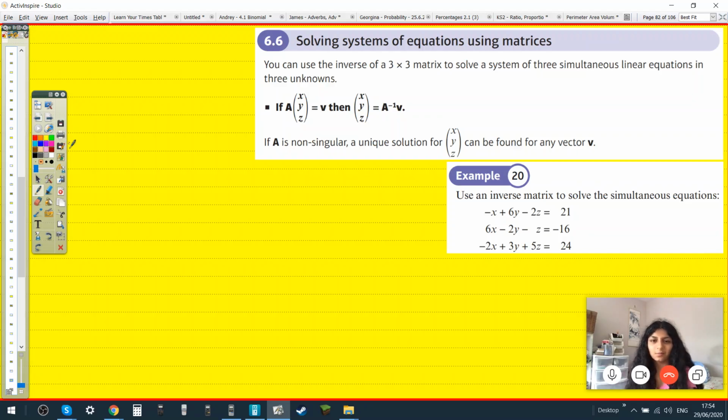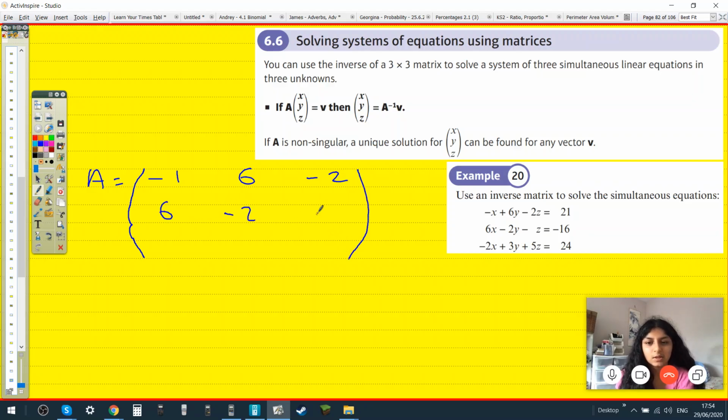I don't understand. What's the A meant to be? I believe, in this case, A is -1, 6, 2. Okay, I get it. So 6 minus 2 minus 1 minus 2, 3, 5.